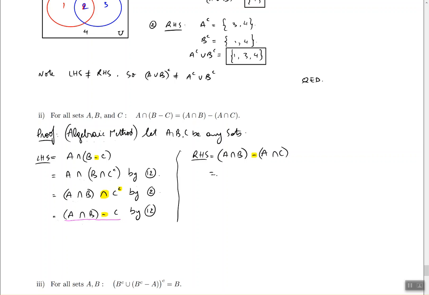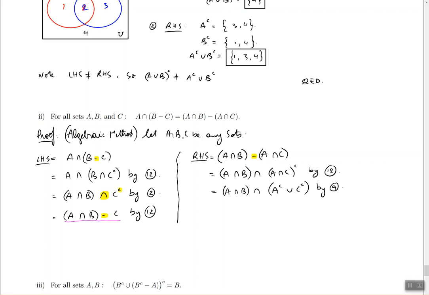So I'm going to do A intersect B, and then turn the minus into an intersection with A intersect C complement. Now this is true by rule number 12. Now let's use De Morgan's law to take the C on the outside of the parentheses to the numbers inside. So this is going to be A intersect B, intersect with A complement union C complement. This is true by De Morgan's law, which is rule number 9. So far so good.